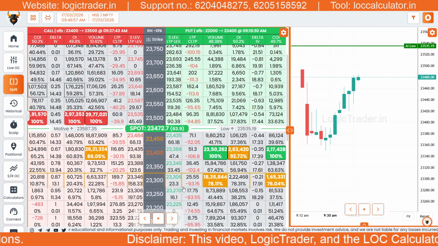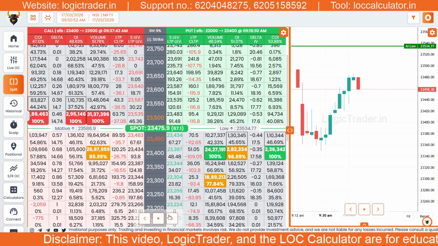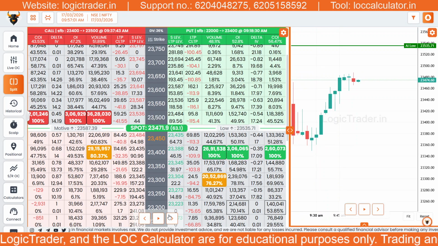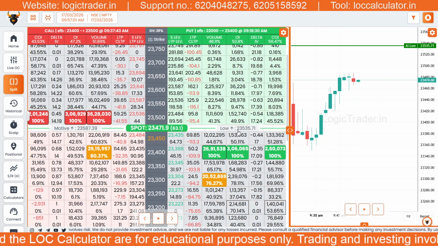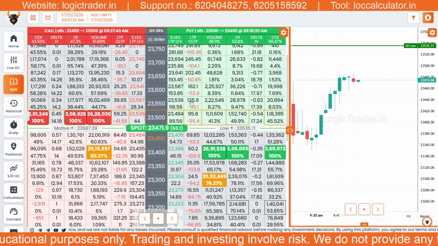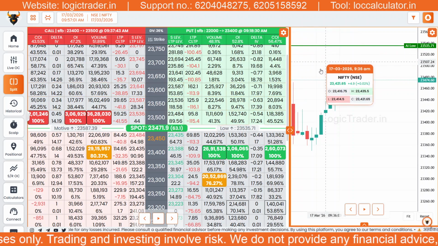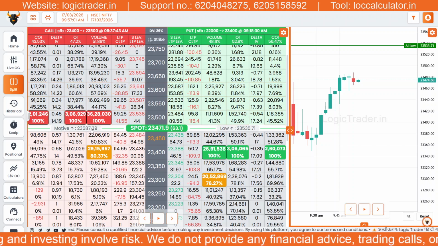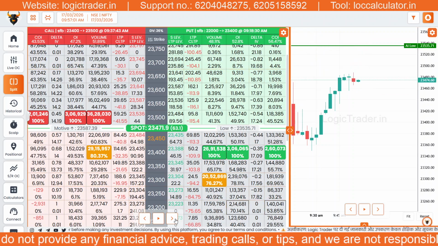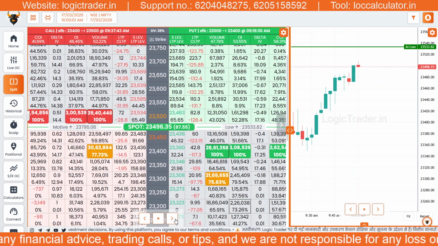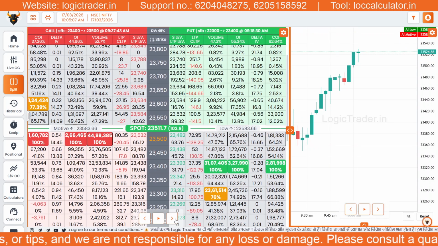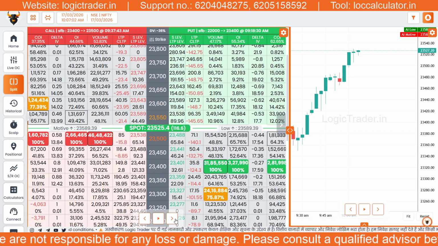Now we move ahead and see here that low is showing upward and motive is also upward. That means the market is still bullish. Motive AI is showing you that the market is still bullish. Moving forward and watching the market here, you can see how Motive AI works.